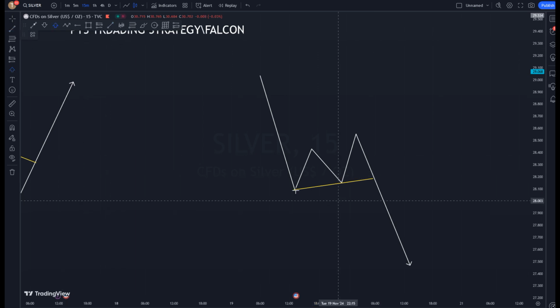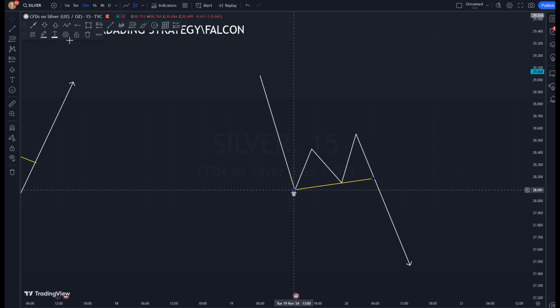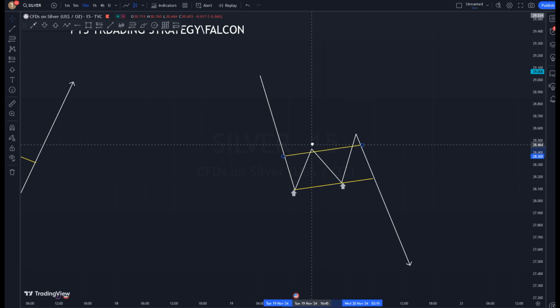So right here guys, is our first touch, second touch will be this level right here, and then we take a copy and accommodate it in this upper trend line we have right here. Right here will be our first touch on the upper trend line, second touch on the upper trend line, and then our third touch.